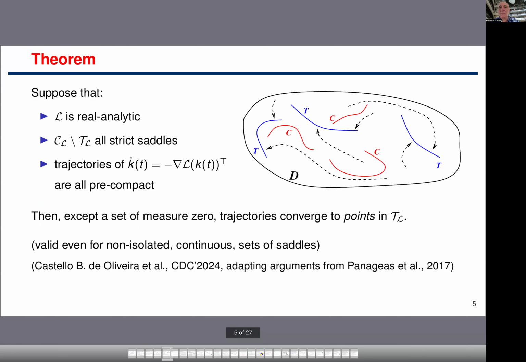But the general picture for gradient systems, at least if you have analyticity of the loss function L, is this: if we know that every critical point which is not a minimum, the T means target, is a strict saddle, and if we know trajectories are pre-compact, then except for a set of measure zero, we converge to points in T. So no matter where we start, we converge to the target set, okay? Except for a set of measure zero, like stable manifolds or center stable manifolds of the critical points that are saddles. This is actually a not 100% trivial fact in the case where you have continuous sets of equilibria, but it's by now fairly well established. And we had a paper with Arthur, who's here in the audience, in the last CDC, where we have a lemma in an appendix where this is shown, and it generalizes some ideas in the computer science literature.